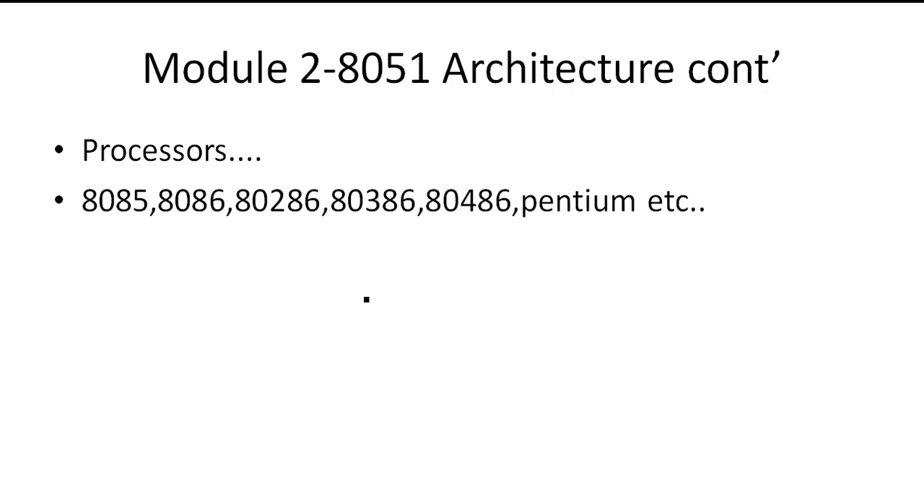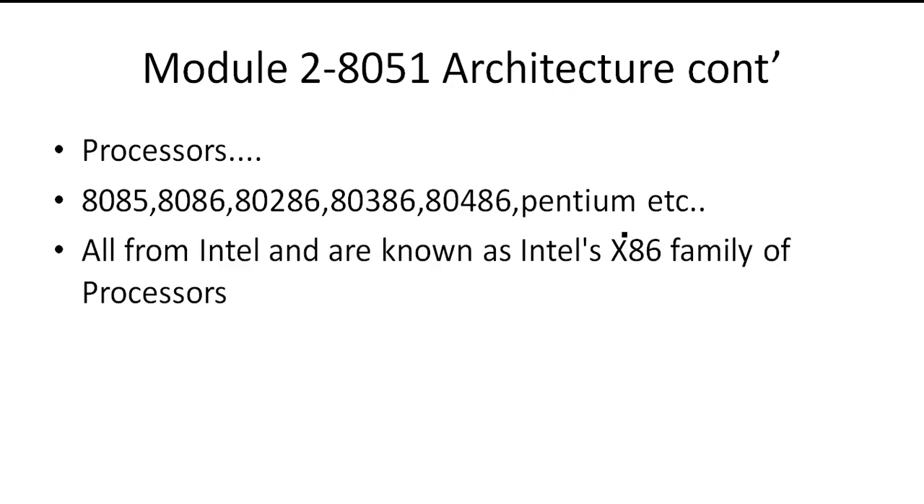Now let us have the discussion on our module 2, 8051 architecture, and here we are going to discuss processors. So what are the processors? Basically, the first processors were introduced by the company Intel. Then the popular ones are 8085, 8086, 80286, 80386, 486, Pentium, now dual core, Core 2 Duo, and now i3, i5, i7, etc. Many higher end processors are available from the Intel Corporation.